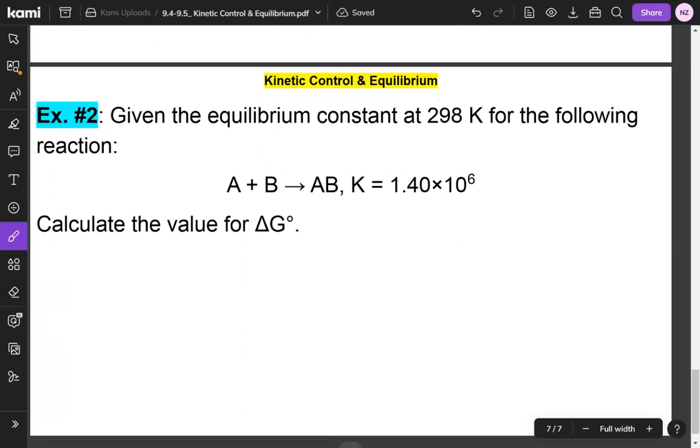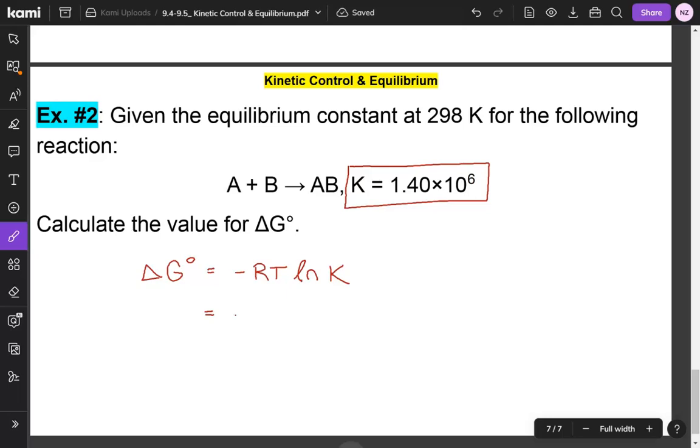Okay, so let's look at another reaction. It says, given the equilibrium constant at 298 for the following reaction. So our equilibrium constant is here, and we have a reaction. A plus B is going to AB. It says calculate the value for delta G. So delta G is going to be equal to negative RT natural log of K.